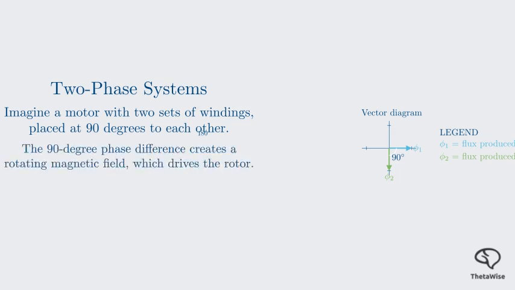This phase difference of 90 degrees is the secret. It allows the two fluxes to combine and produce a single magnetic field that doesn't just pulsate but actually rotates around the stator. This rotating field is what will drive the rotor. Now, let's bring the waveform and vector diagrams together. We'll construct vector diagrams for specific points in time to see how the rotating magnetic field is generated.